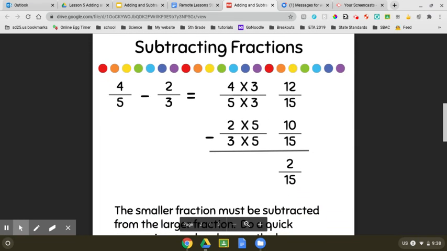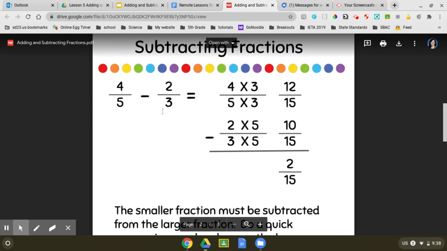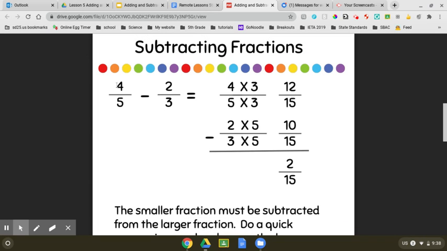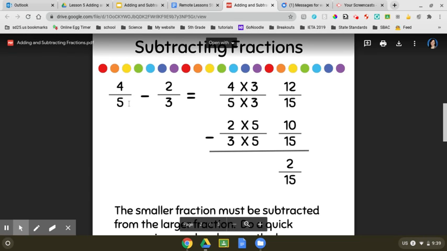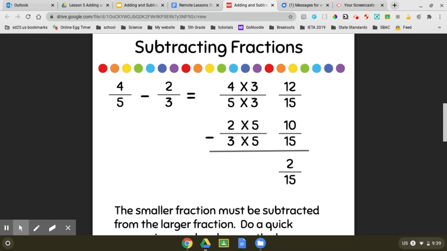Then I have subtracting fractions. Now you'll see that I used the same fractions. However, this time the 4/5 is first. When subtracting fractions, you have to make sure that the larger fraction is first. Just like you can't do 20 minus 32 because 20 is smaller without getting a negative number, that is. You can't do 2/3 minus 4/5. This is where comparing fractions is really important. So do a quick comparison and make sure that your larger fraction is first.